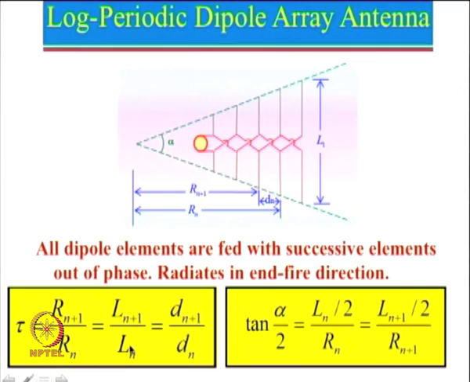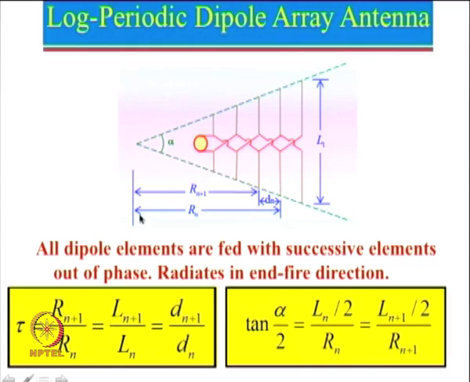So tau is generally small, and we will see in a few minutes that this tau typically can be of the order of 0.7 to about 0.95. We will see what the effects of the value of tau are. But this tau ratio is constant for all the other dimensions. For example, tau is equal to Rn plus 1 divided by Rn, which is also the same as this spacing divided by this spacing. Now comes the next part: how do we actually design these antennas? We will see how to do the design, but as you can see here, all the dimensions are varying by a ratio. Then comes the next point: why are these called log periodic?